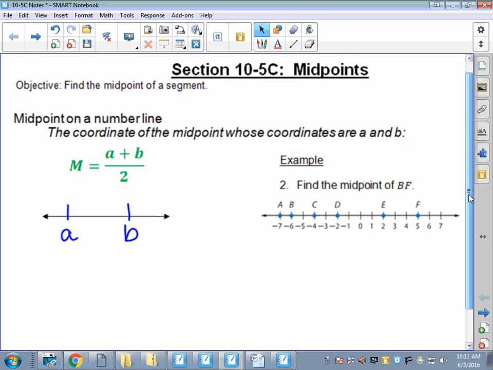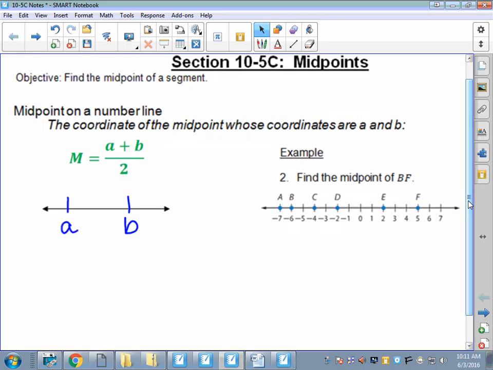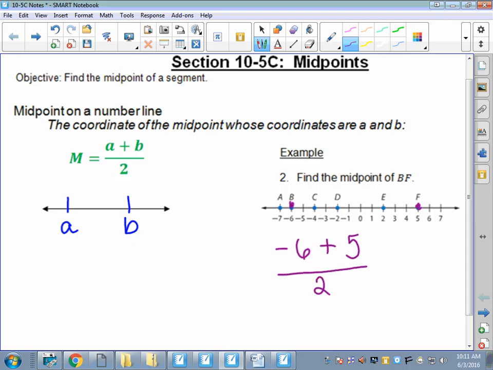So in this example, find the midpoint of BF. Here's B down here at -6. Here's F up here at 5. We're going to take those two coordinates, add them together, and divide by 2. If my math is right, -6 plus 5 is -1, over 2. So -1/2 should be the midpoint of that segment.